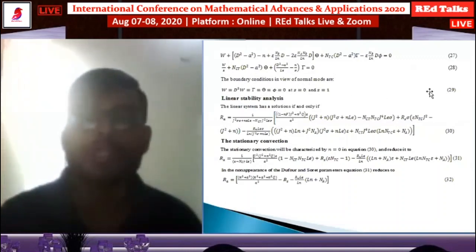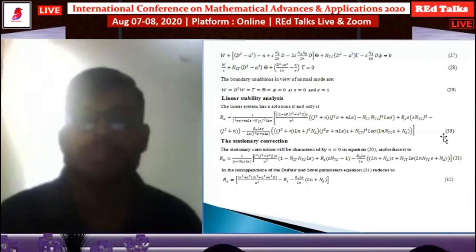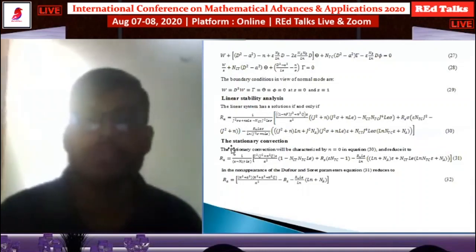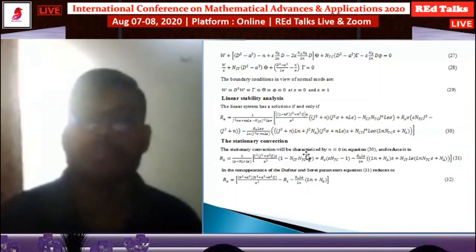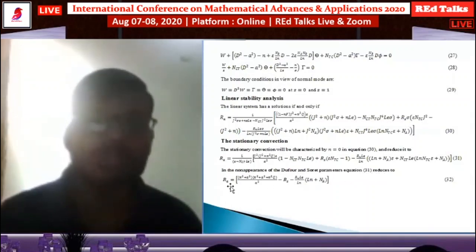Now we use the linear stability. The linear stability has a solution if and only if Ra, which is the Rayleigh number, is equal to 1 upon this, in equation number 30. The stationary convection will be characterized by n is equal to 0 in equation number 30, and reduces to equation number 31. In the absence of the Dufour and Soret parameters in equation number 31, we reduce to the Rayleigh number in equation number 32.